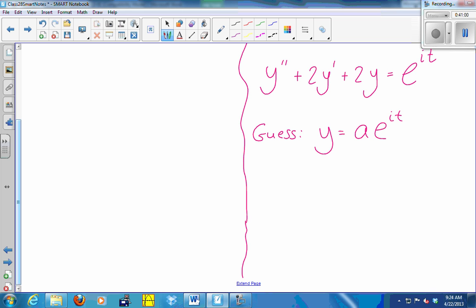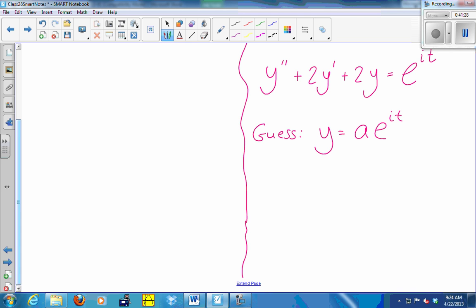So then the right-hand side would be a constant forcing function. It'll still work. All right, so if this is my guess, a e to the it, I'm going to plug in my y double prime, my y prime, and my y, and try to make them equal.